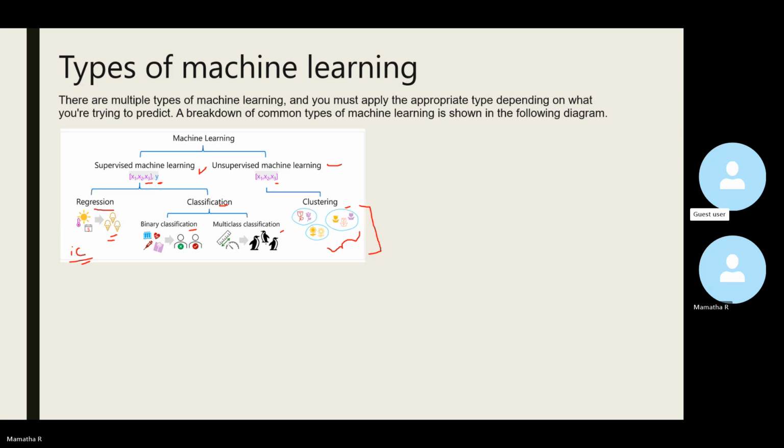Actually, machine learning is divided into two main types: supervised machine learning and unsupervised machine learning. Supervised machine learning will have features and a label, whereas unsupervised machine learning will have only features. And again, supervised machine learning is divided into two.